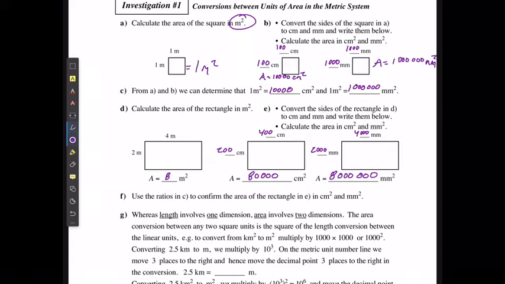If we're using the ratios in C in order to check for the areas in E, then when I take a look here, well, if I said that 1 meter squared was 10,000, then if I take my original number of 8 and multiply it by 10,000, then I get that 80,000, which is correct. If I said 1 meter squared is 1 million millimeters, then 8 meters squared should be 8 million millimeters squared. So that works.